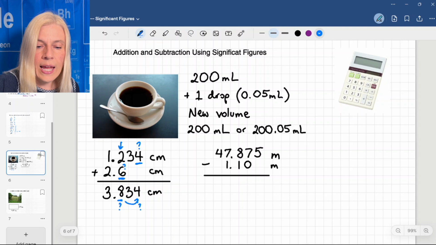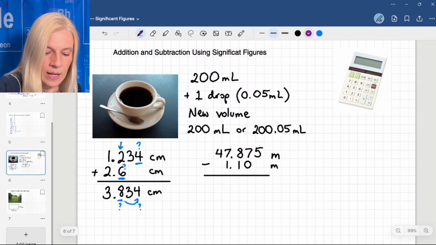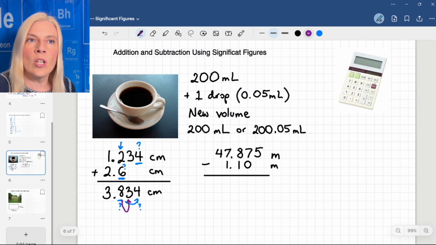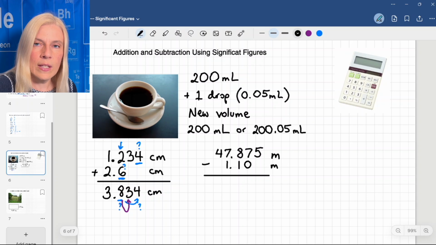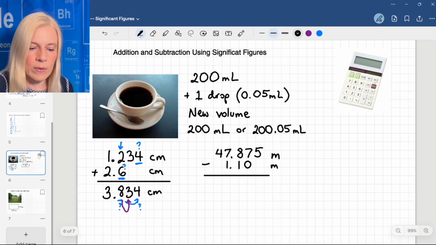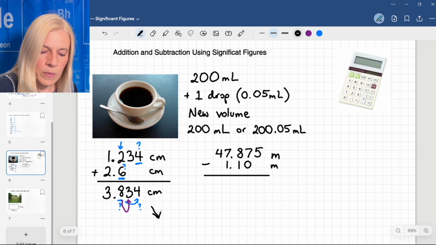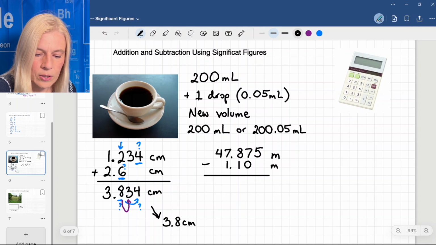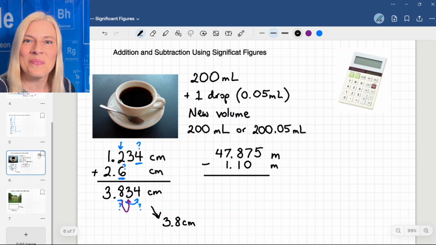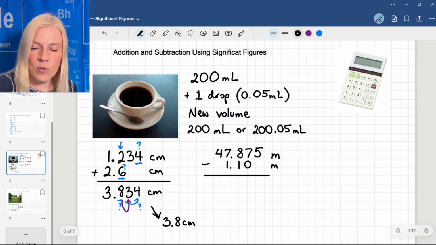So I look at the number after it, and here it is 3. If it's digit 0, 1, 2, 3, 4, I'm going to leave the 8 alone. But if it's 5, 6, 7, 8, 9, I'm going to round up. So this measurement will be reported as 3.8 centimeters. How is that? Okay, let's do some subtraction here.